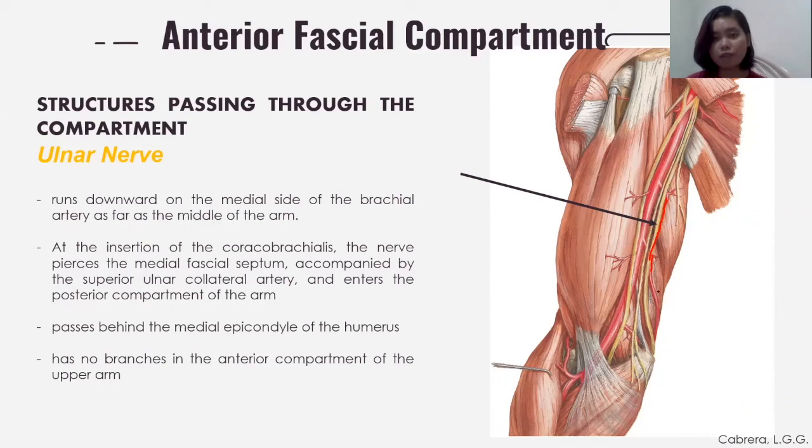So, ang ulnar nerve po ay hindi lang present sa anterior fascial compartment, kundi present din po siya sa posterior fascial compartment. And it has no branches in the anterior compartment of the upper arm.